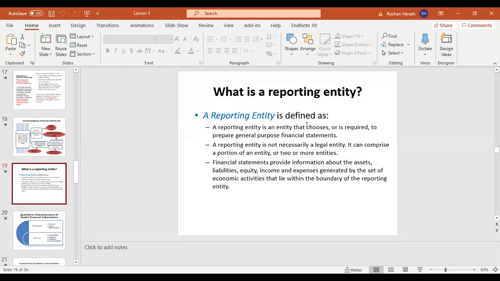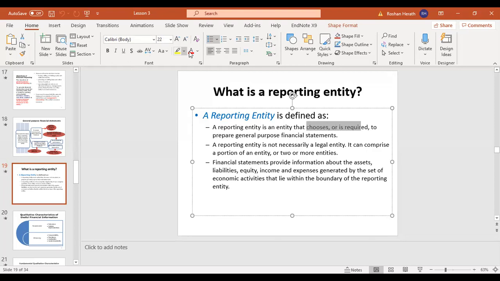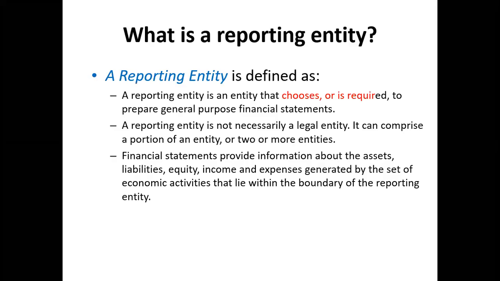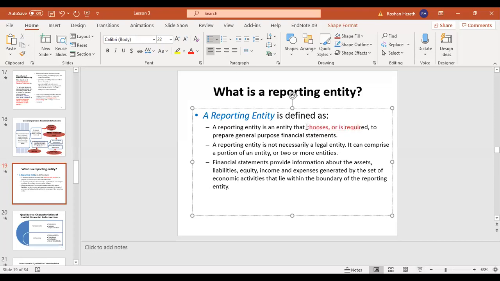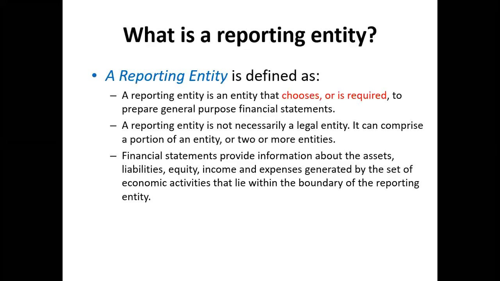So the two keywords, if I'm to highlight, are these. It is an entity that chooses, either chooses. If you wish, you can prepare the general purpose financial statements, irrespective of the form of the business. If you really want to do that, you can do that. And on the other hand, there are certain entities who are required to prepare general purpose financial statements. So this definition captures both parties: the entities that choose voluntarily, or the entities that need to prepare general purpose financial statements mandatorily.